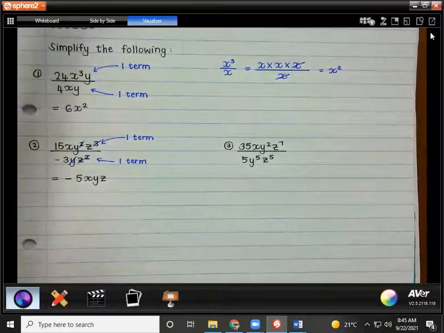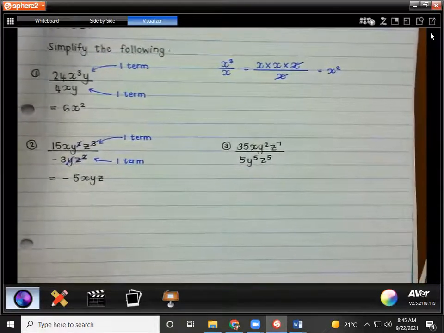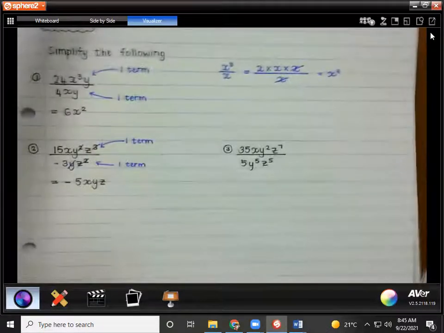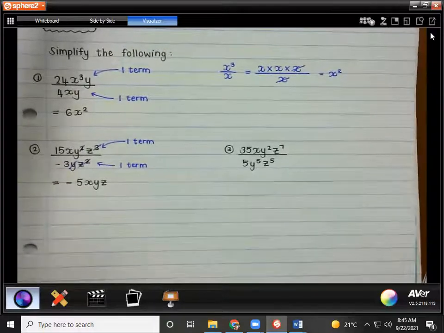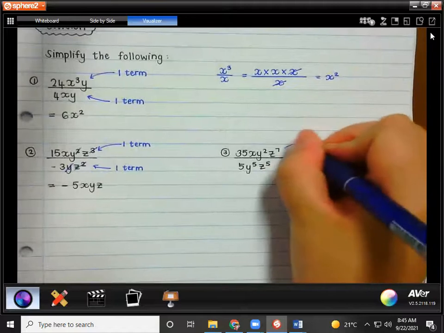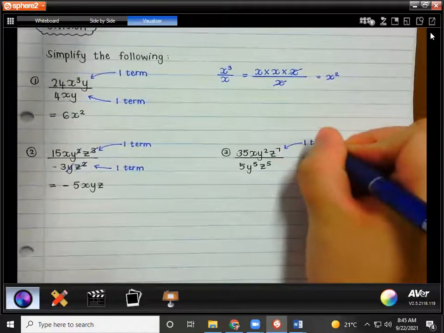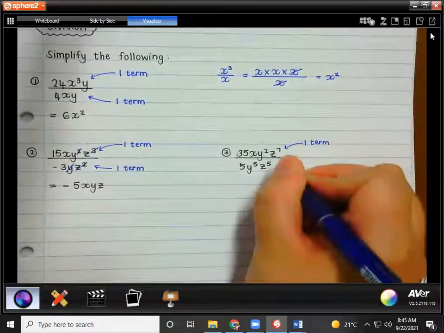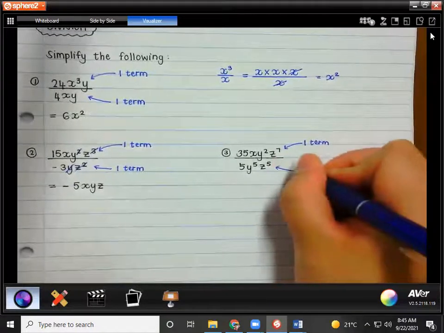Do I have one term at the top? Okay, one term at the top, yes, and at the bottom, also 1. Okay, so it's the same as the previous 2 examples. One term, one term.